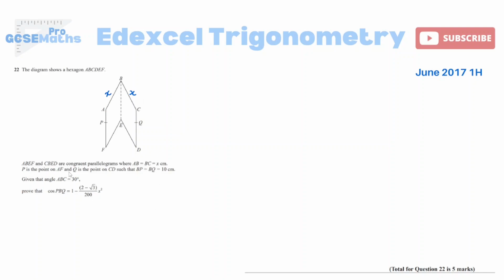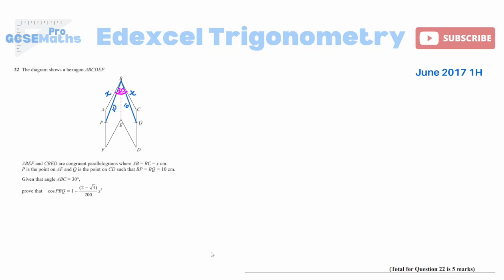P is the point on AF, and Q is the point on CD, such that BP and BQ are 10 centimetres, so I would draw those lines as well. Okay, those are 10 centimetres each. And then they've said, given the angle ABC, so the whole of the angle at the top, so this is quite hard to draw, but that whole thing is 30, not just the bit in the middle, the whole thing. Prove that another way of writing cos of the angle PBQ, so the smaller angle, is writing it like this.